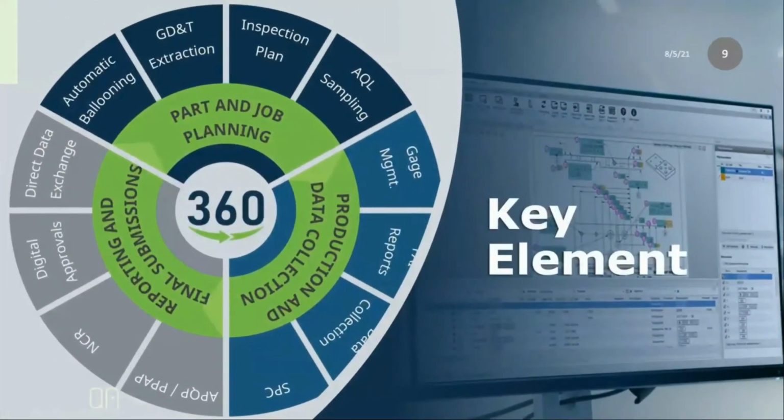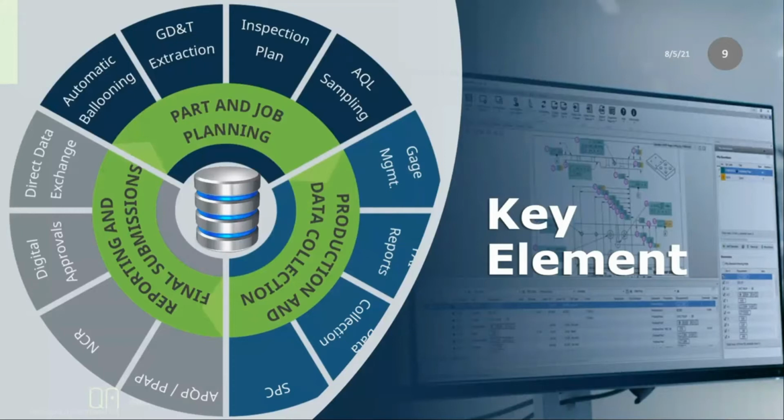HighQA 360 is a platform for quality management. At its core is the key element, the database. HighQA is a database-driven solution. Every function performed, every change made, every document modified, every approval request, every gauge in your system, all part history, all run charts, histograms, SPC data. It's all stored in the database and available real time.